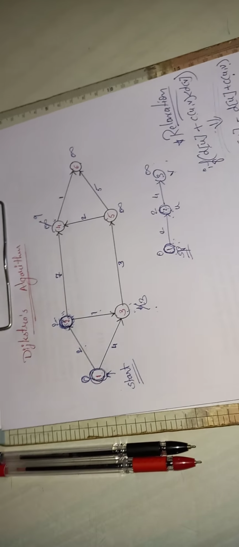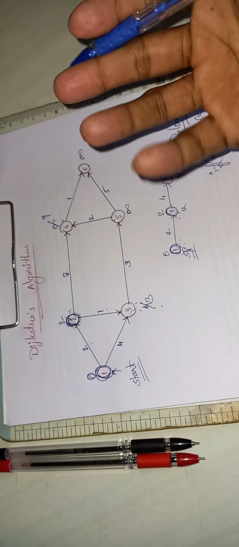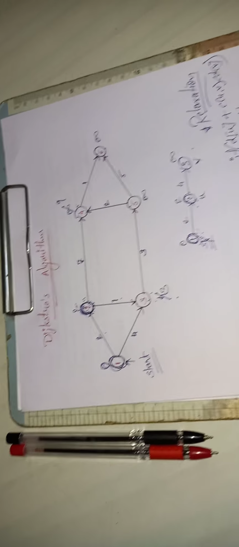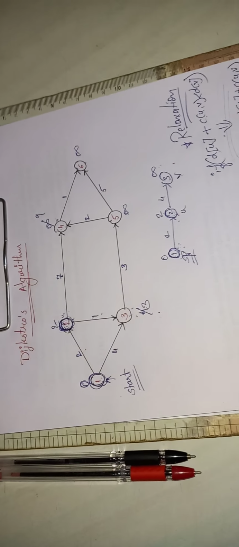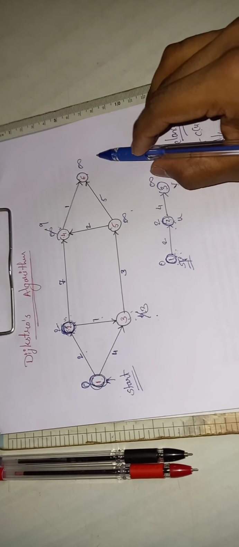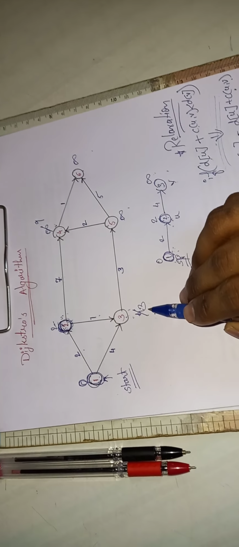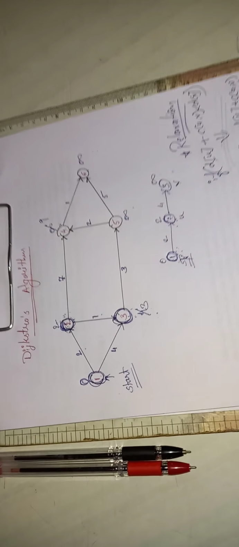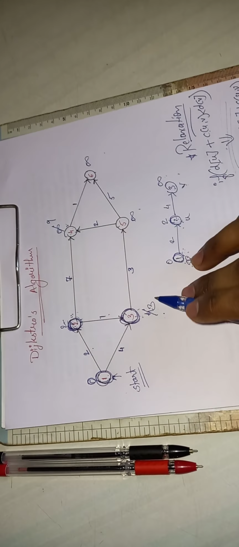Now which one to proceed with? Let's compare which is the smallest one. From the available ones, which are the available ones? That is 3, infinity, 9, infinity. So which one is the smallest? The cost 3 is the smallest, so select that particular vertex. Now again the same repetition of the task.